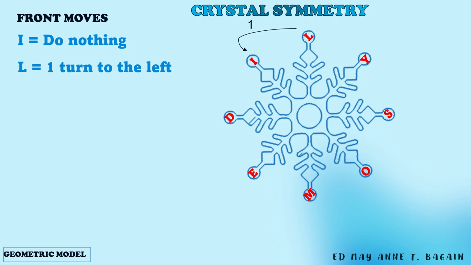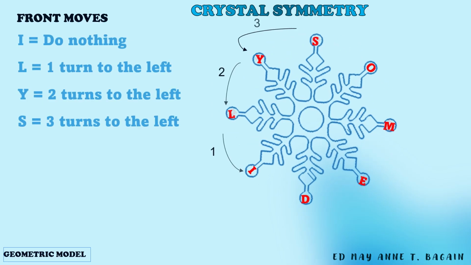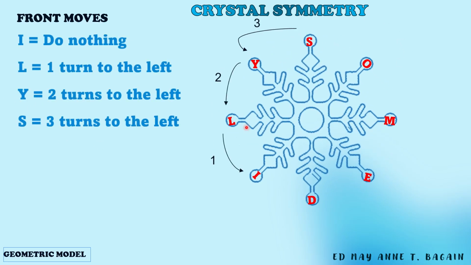Next, we have Y is equal to 2 turns to the left. From I, we go to L, 1, 2, so that's the Y. That's why Y is equal to 2 turns to the left. And next we have the S. S is equal to 3 turns to the left. So 1, 2, and then 3. That's why we have 3 turns to get to the S.